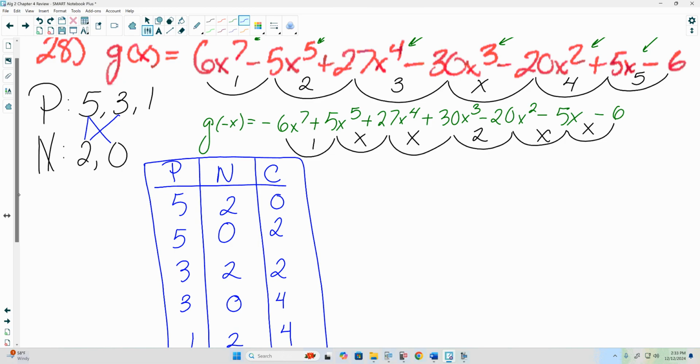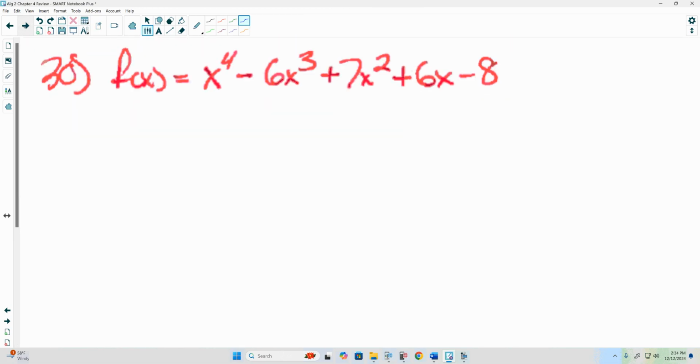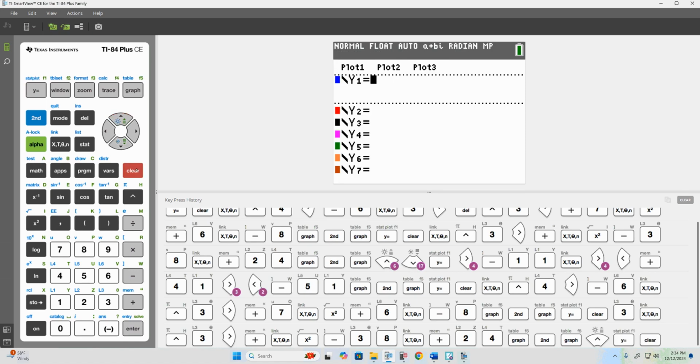All right, we ready for the last section? Number 30, because I gave you all 29. So looking at this here, how many solutions should we have? 4, because the degree is 4. Okay. First thing I would do is put it in the calculator. Let the calculator graph this for us.